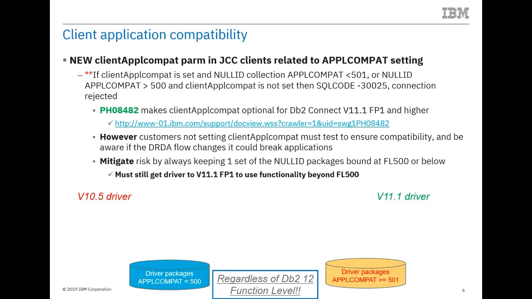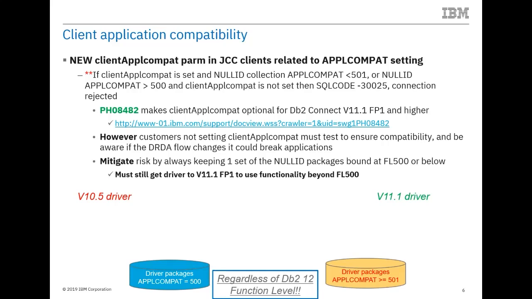The idea is we want to protect you in case in the future we in DB2 change the DRDA flow. If we do that, at that point in time, we'd have to force you to a new driver level. Using this clientApplCompat, you can tell us what level you're expecting, right? So that we don't break the applications. Now, there's a big pushback from customers when we put this out and said you mandatorily have to flow clientApplCompat if you're going to use function level 501 and up. So we put out the PH08482 that allows the clientApplCompat to be optional.